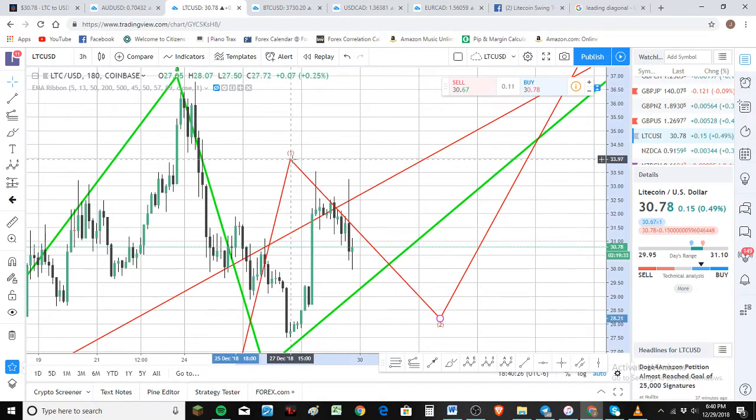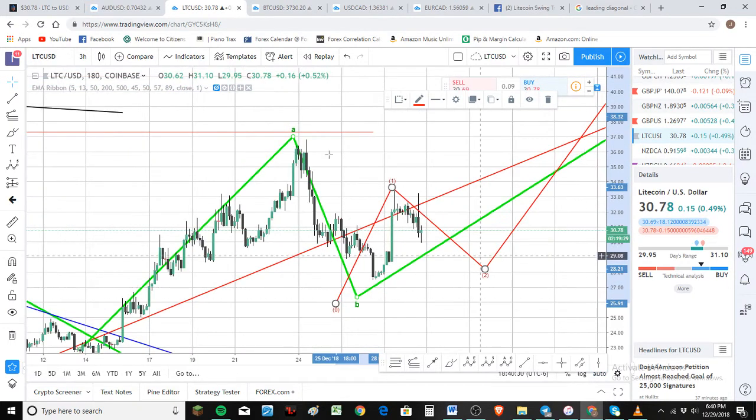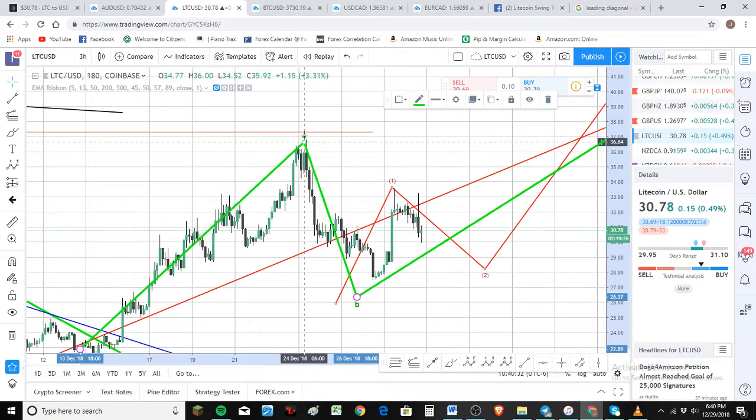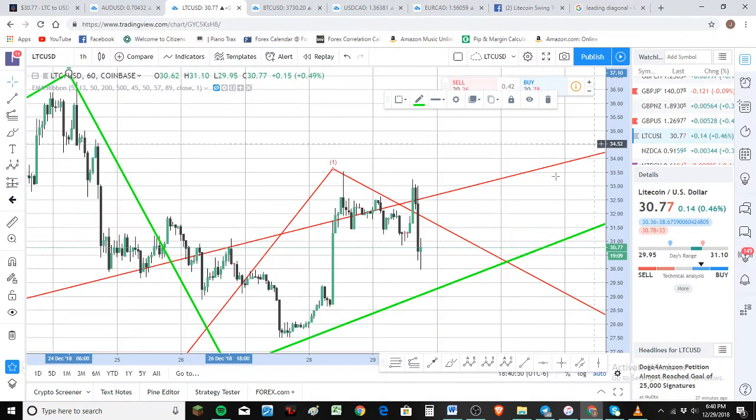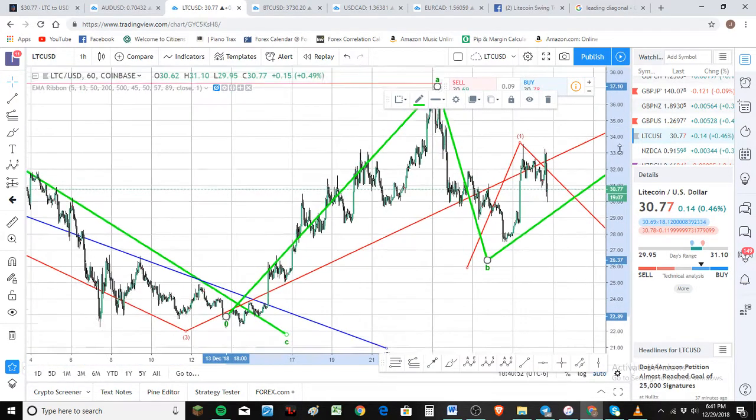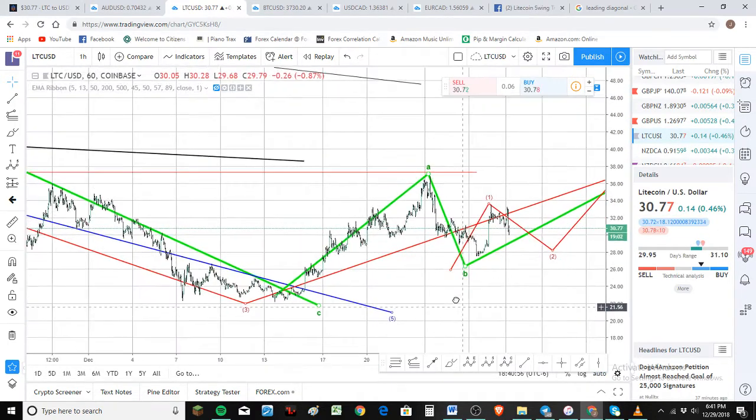So here we go. Do we have 3 waves done here? We've got 1, 2. Yeah, that could be A, B, C. Could be. Let's go down to hourly and see. Sorry to do this in front of you, but maybe it'll help you as we're thinking together here.